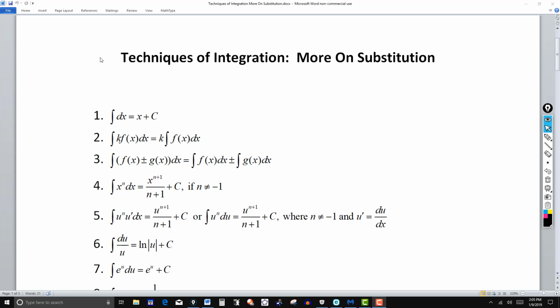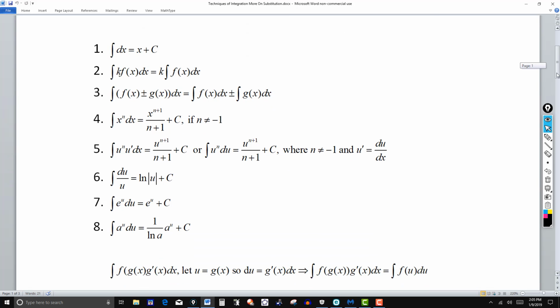In the last example, I looked at techniques of integration focused on the U-substitution. And these are the main formulas that I looked at. And again, I remind you that the u prime is du dx. So right here in formula number 5, instead of u to the n, if I replace the u prime by du dx, this becomes u to the n du, and you get your power rule here for integration. So 6 through 8, I have it in terms of just du.